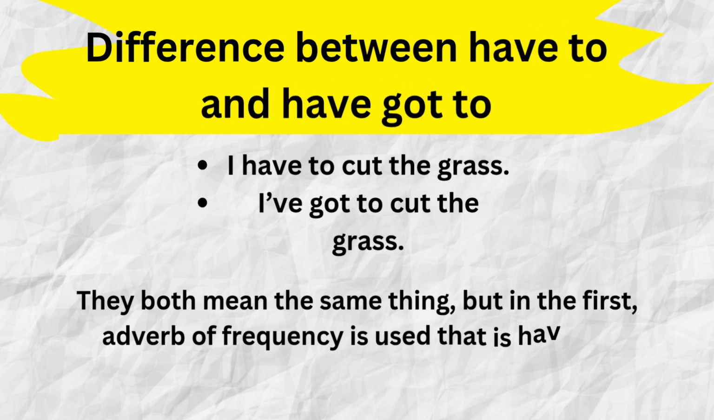Now let us look at these two sentences. I have to cut the grass. I have got to cut the grass. They both mean the same thing, but in the first one, have to is used.